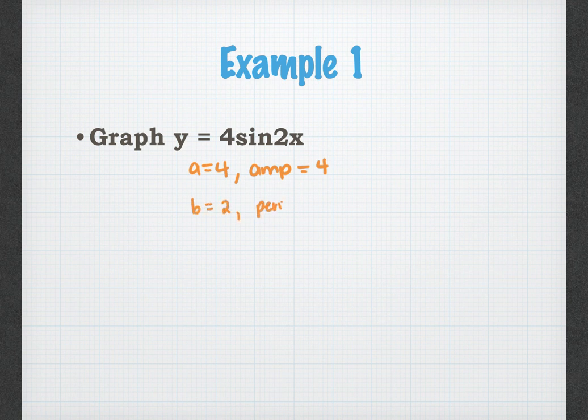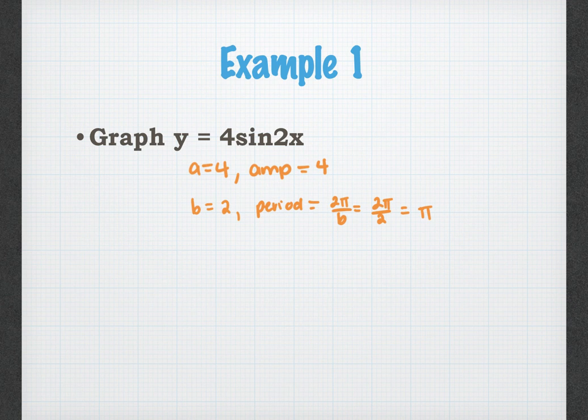So the period is 2 pi over b, which would be 2 pi over 2, which is pi. Good. Sometimes the period has pi in it, and sometimes it doesn't. It doesn't have to.